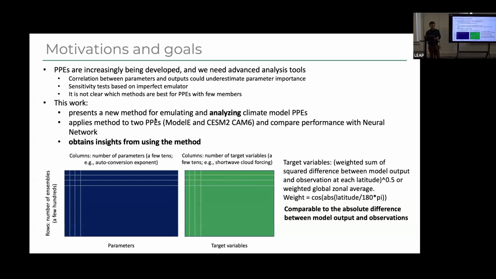And we don't know which methods are best to work with PPEs with very few ensembles, which is very common. So in this work, we're introducing this method, applying it to two PPEs, comparing its performance with a neural network, and more importantly, seeing if we have some insights from this work. Our target variables are different kinds of climatologies, but they are model scores, like a squared error or absolute difference between the model output and observations.